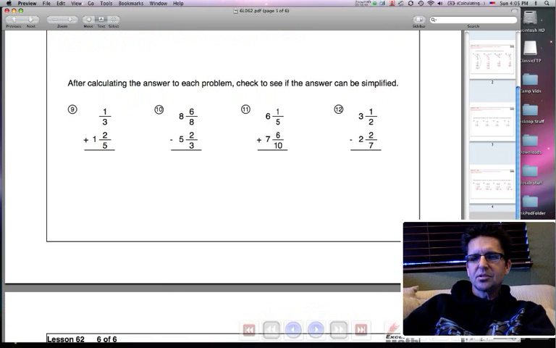Go ahead and solve these and pause the video while you're solving them. Turn it back on when you're ready to see the solution.